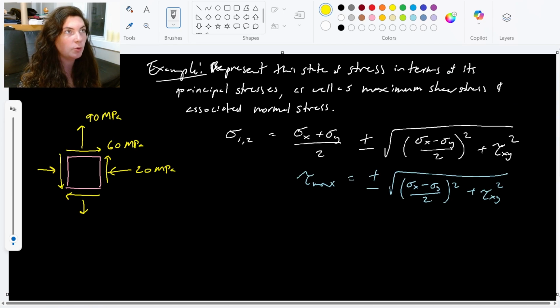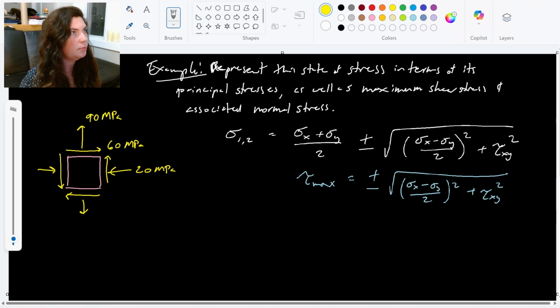So in this example, we're given a stress element here, and it asks us to represent this state of stress in terms of its principal stresses, as well as finding the maximum shear stress and the associated normal stress. So again, it's going to be a lot of just plugging and chugging, right? We're just going to be popping things into the equation and seeing what it spits out. The key with these, again, is making sure you have all of your signs correct.